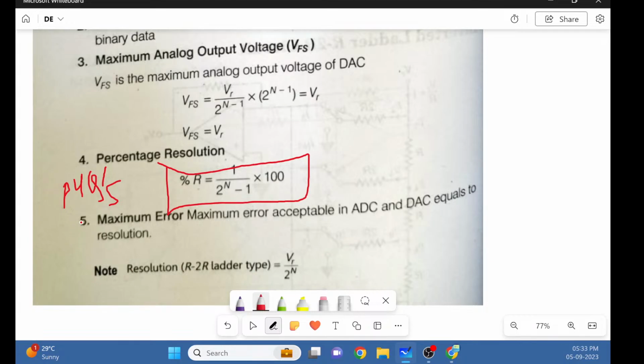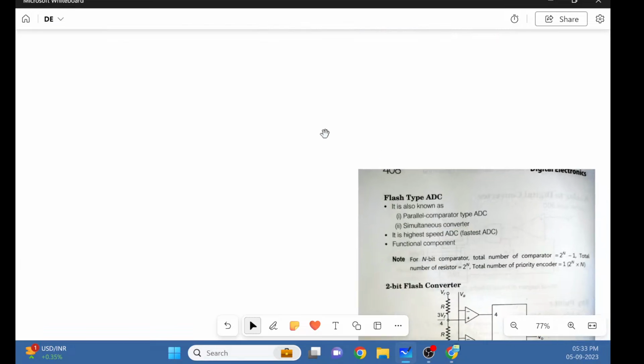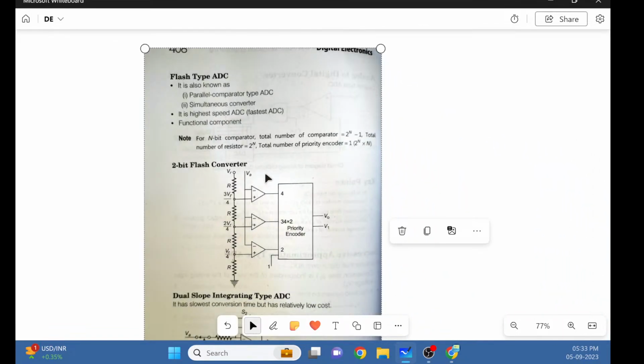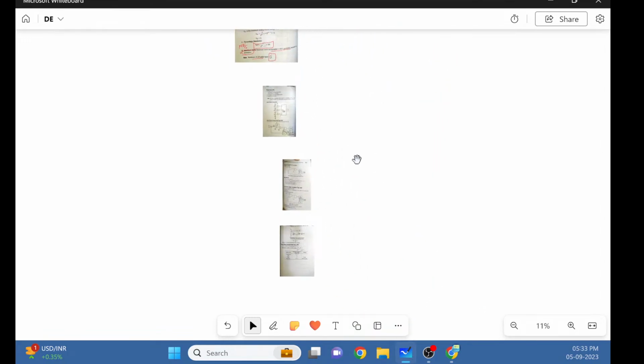And what is the last specification that you need to know? In case of an R-2R ladder type, specifically the resolution becomes VR divided by 2 raised to n. Also remember that the maximum error acceptable in an ADC and DAC is equal to the resolution. This is very important, you need to understand. So these were the specifications of DAC. Now let's move on to analog to digital conversion.